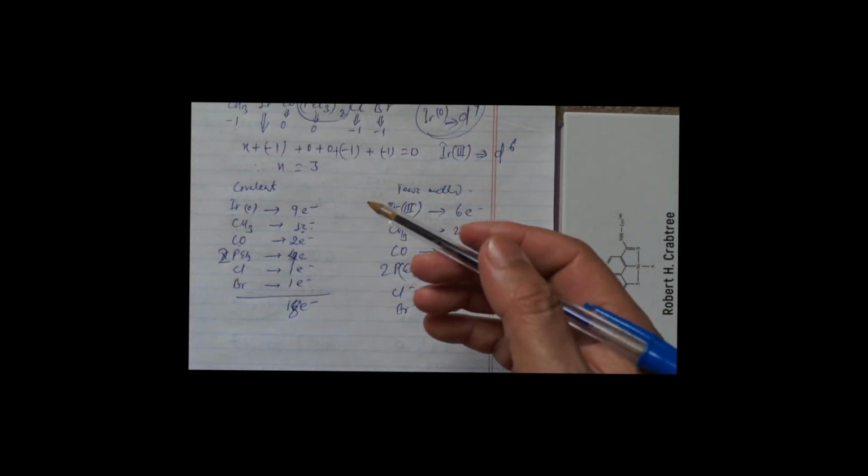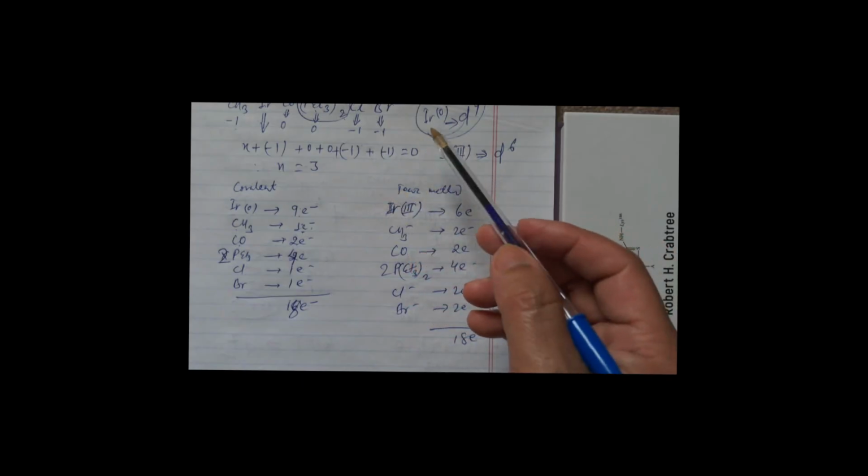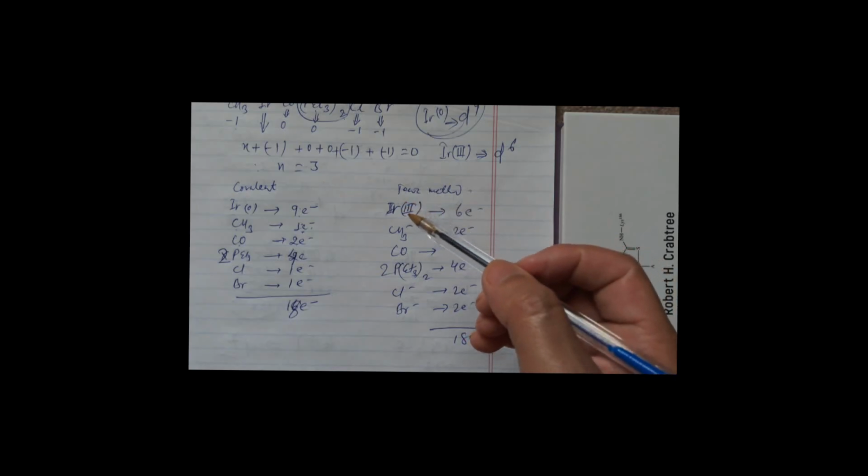This is how you go on counting the electrons in metal complexes, and this is how you get the oxidation number and the number of d electrons present in the metal complexes.